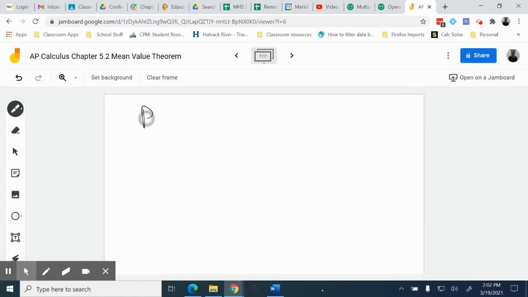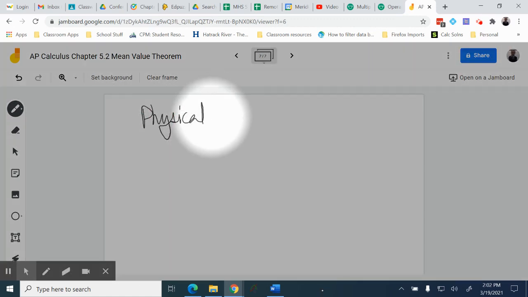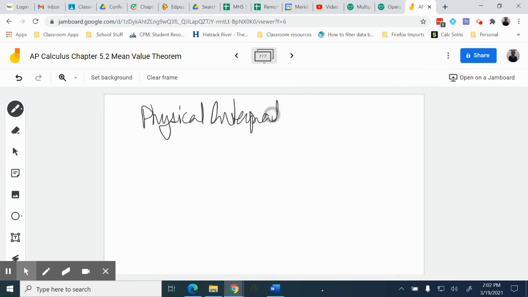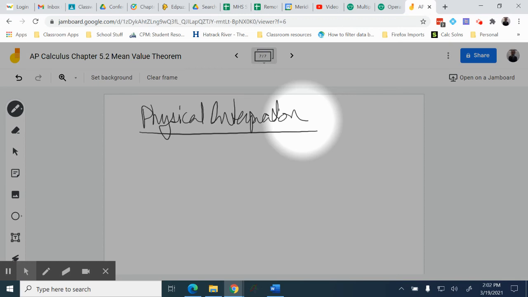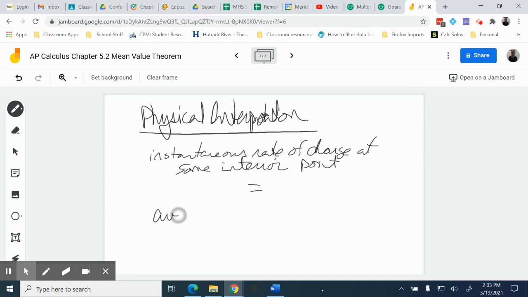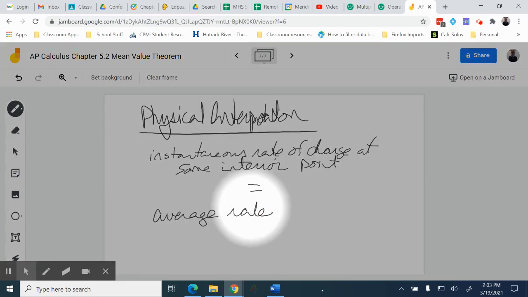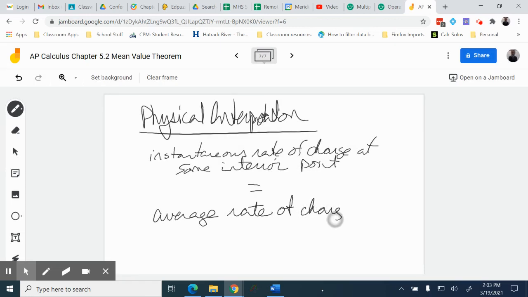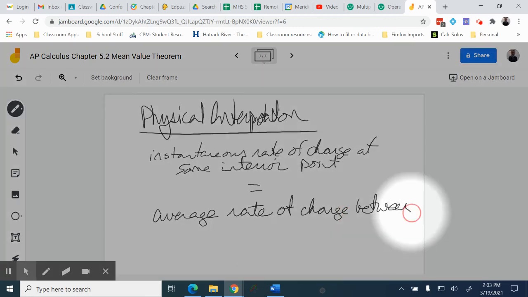Okay, physical interpretation. What do we mean when we say, does the mean value theorem apply, and what is the mean value interpretation? The instantaneous rate of change at some interior point is equal to the average rate of change between the endpoints.